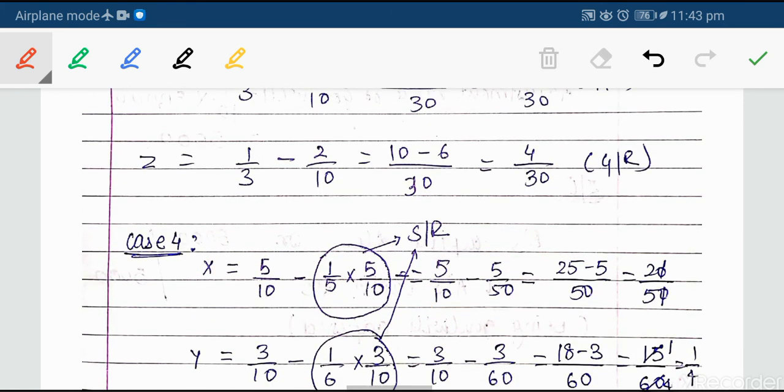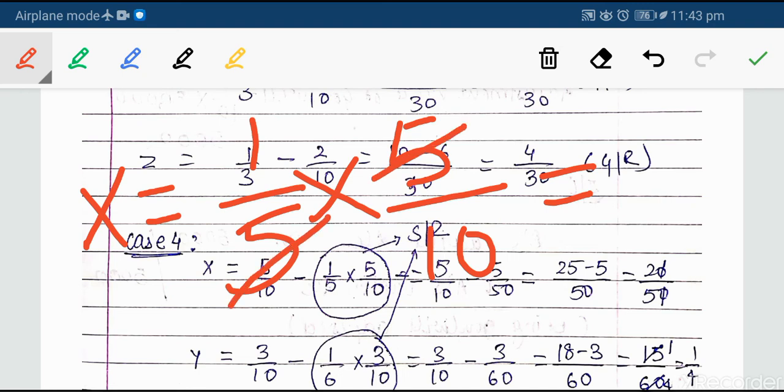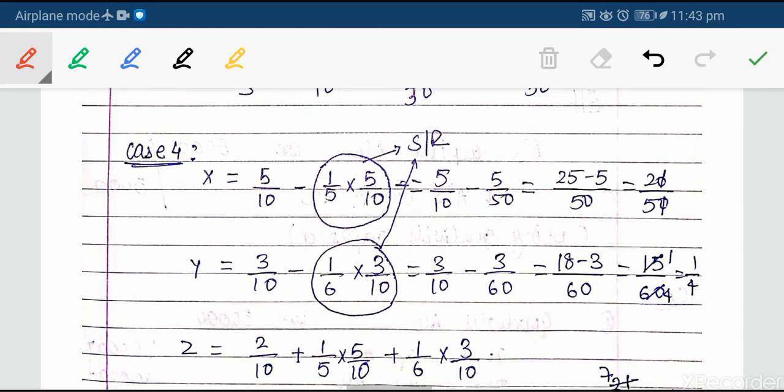Be very careful. 1/5 of X's share. How much is X's share? 5/10. So how much X is sacrificing, or how much X is giving to Y, is this, you can cancel, 1/10, you can easily say like this. So we have to be very careful.